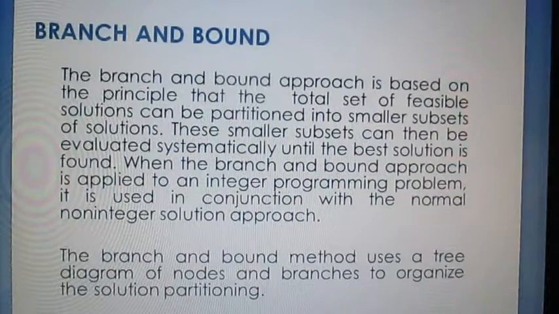Branch and bound. The branch and bound approach is based on the principle that the total set of feasible solutions can be partitioned into smaller subsets of solutions. These smaller subsets can then be evaluated systematically until the best solution is found. When the branch and bound approach is applied to an integer programming problem, it is used in conjunction with the normal non-integer solution approach. The branch and bound method uses a tree diagram of nodes and branches to organize the solution partitioning.